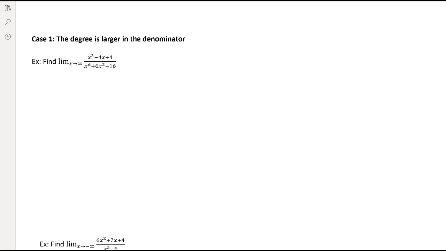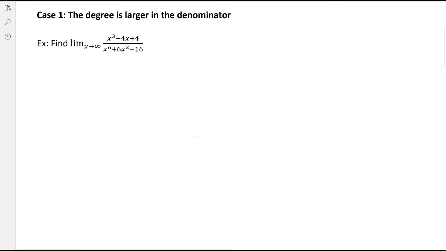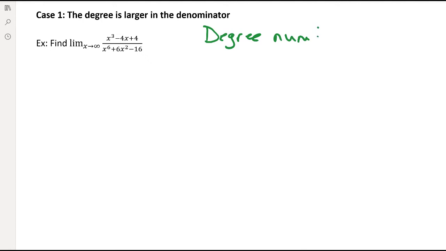So for example, consider this. What if we're asked to find the limit as x approaches positive infinity of x cubed minus 4x plus 4 over x to the 6 plus 6x squared minus 16? So really quickly, the degree of the numerator is our highest power, so the degree of the numerator will be 3, whereas the degree of the denominator is going to be 6. Why is that? Because you look at just the respective highest powers.